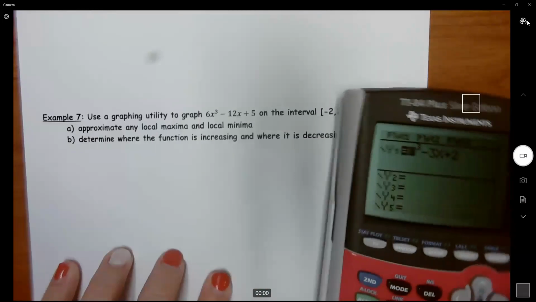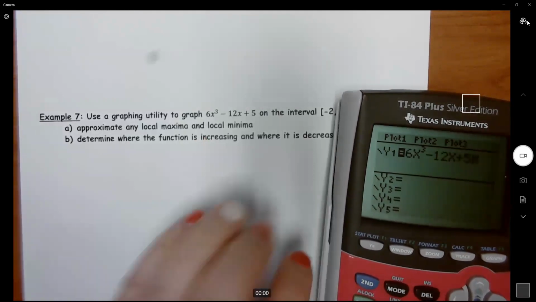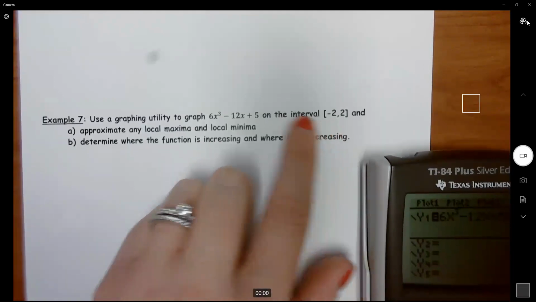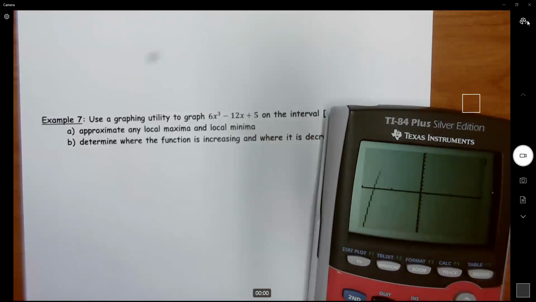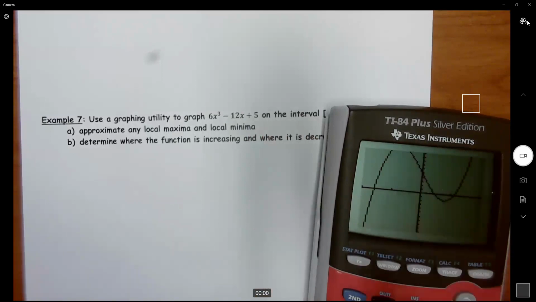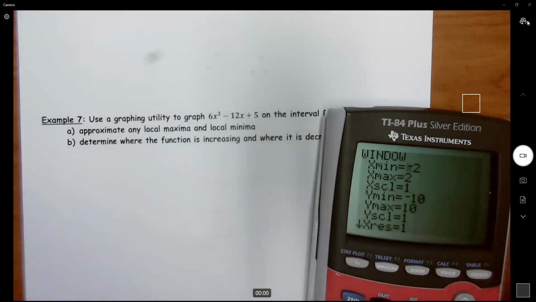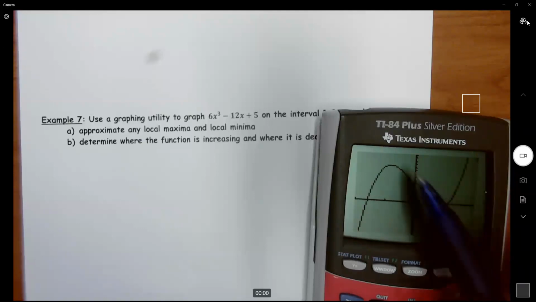So let's graph this. We've got 6x cubed minus 12x plus 5, and it's still in the same interval of -2 to 2. My window should still be there. So I will graph. Okay, so notice here, I can't get my max because that's not in the graph, right? So let's go over here to window and let's change our y max to maybe 15. Okay, and now I can see that max there.